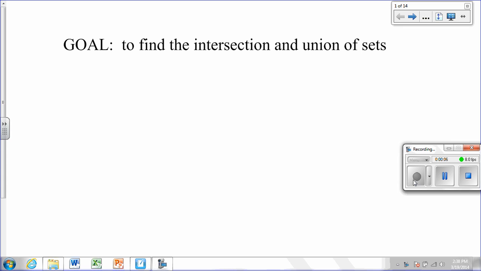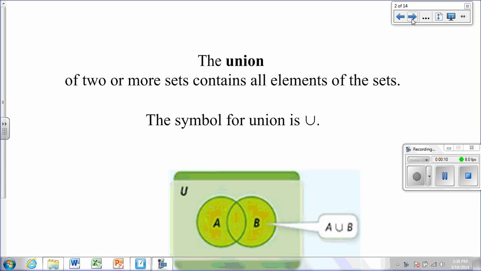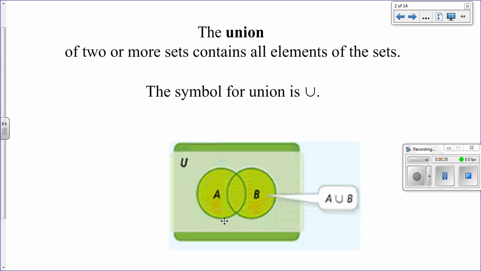Hi everyone, today's goal is to find the intersection and union of sets. We've touched on this a little bit before. The union of two or more sets contains all the elements of the sets, and the symbol is a U. If you remember our good old Venn diagrams, it would be both the circles and the overlap.